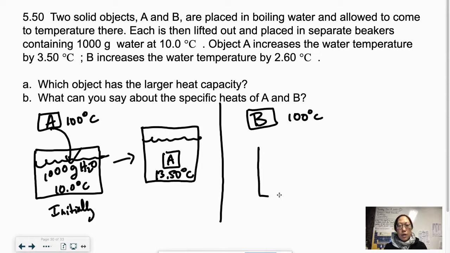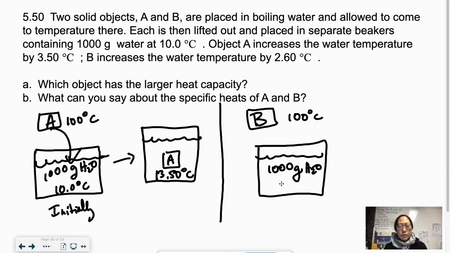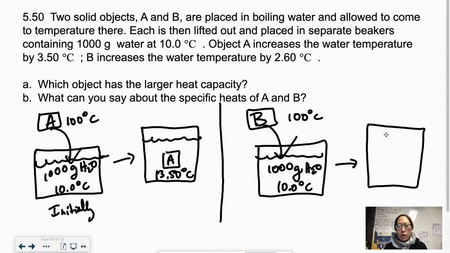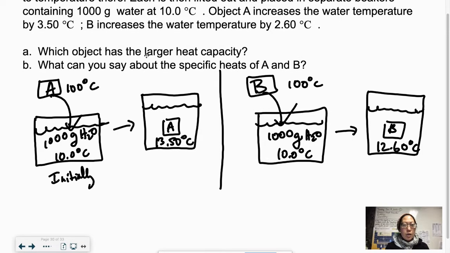B, same thing. We put it in exactly the same amount of water, so 1,000 grams of water at 10.0 degrees C. And then we plunge B in and we allow it to reach thermal equilibrium. So B is in here. And for B, the final temperature is 12.6 degrees C. So the question is, which object has the larger heat capacity?